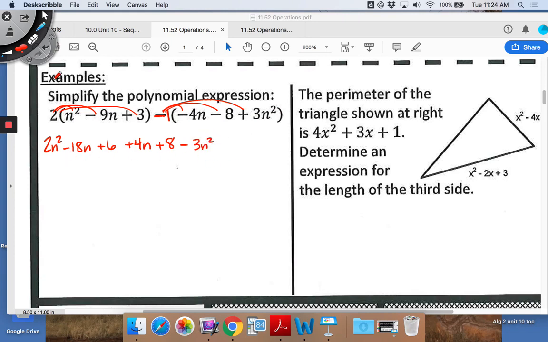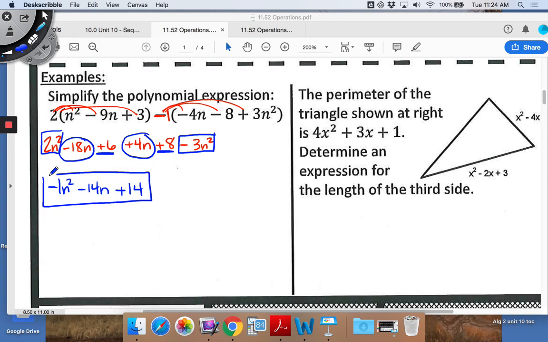Now that we have everything distributed, we can just combine like terms. I always start with the highest degree first, so the highest exponent first. I'm going to box those in because those are like terms. 2n squared minus 3n squared is negative 1n squared. Negative 18n plus 4n is negative 14n. And then positive 6 and positive 8 makes positive 14. And so this is my final answer.